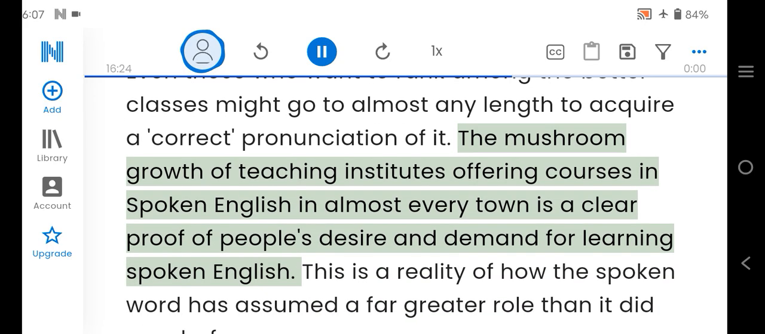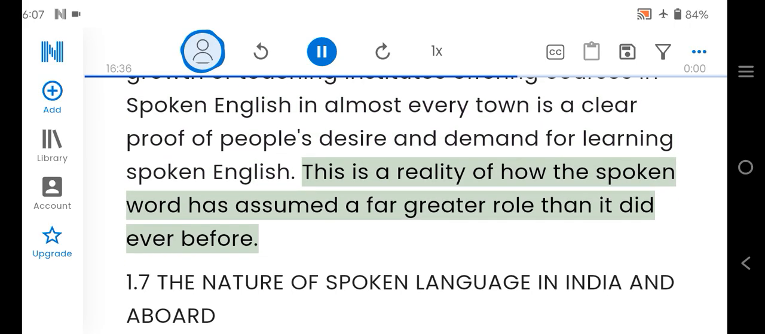The mushroom growth of teaching institutes offering courses in spoken English in almost every town is a clear proof of people's desire and demand for learning spoken English. This is a reality of how the spoken word has assumed a far greater role than it did ever before.